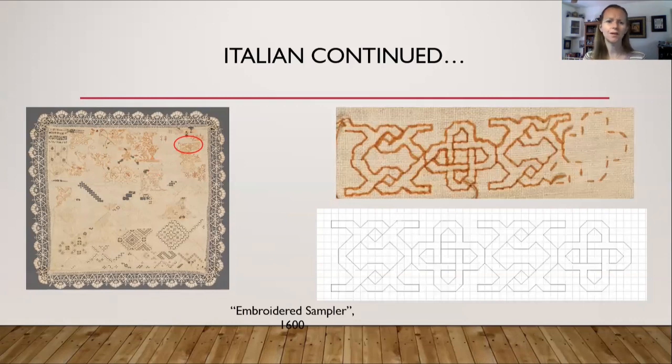And still working with the same Italian sampler, there were many patterns on this sampler, so it's a great piece to look at. I've enhanced the picture on the right-hand side and then recreated the pattern below. And once again, if you look on the far right-hand side of the enhanced picture, you'll see part of the threads are missing, but because it's a mirror image from the left side to the right side, you can still recreate that image when creating your pattern.